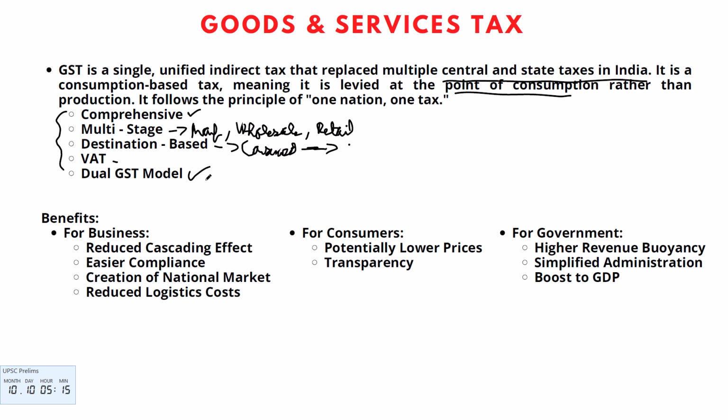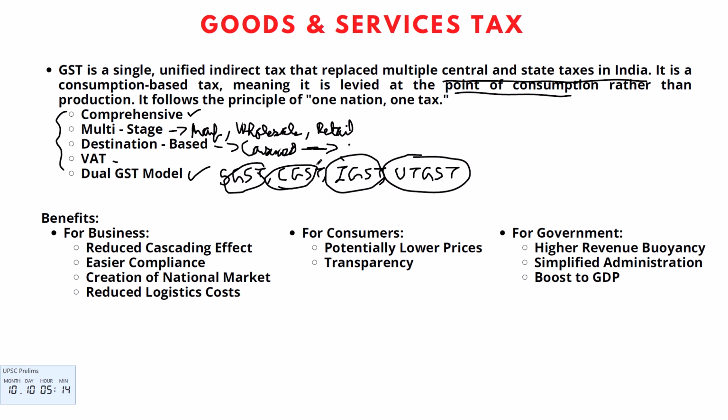India adopted the dual GST model, which means both the central and state government simultaneously levy tax on the same transaction. Like we can see, such as SGST, CGST, IGST, UTGST. See, these are a few examples where the central and the states levy taxes.